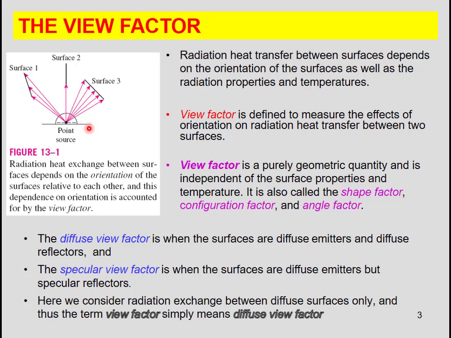To find the effect of the orientation on the radiation heat transfer between different surfaces, we need to understand how much of the radiation which comes from one surface will strike the other surfaces. We can define that by a parameter which is called the view factor. View factor is defined to measure the effect of orientation on radiation heat transfer between two surfaces.